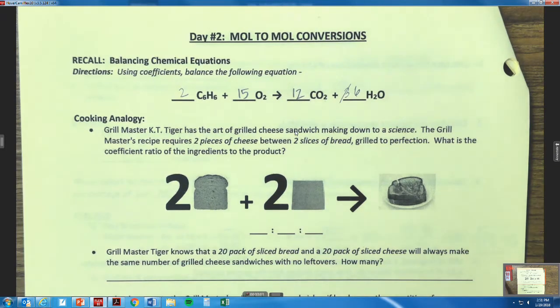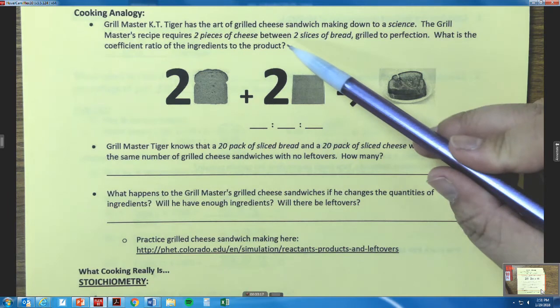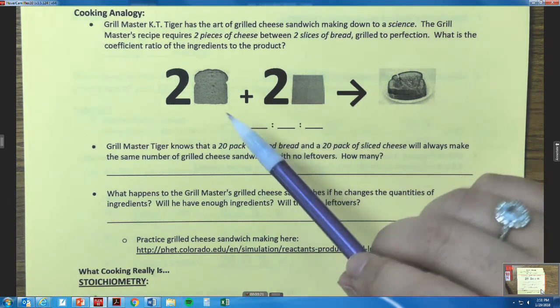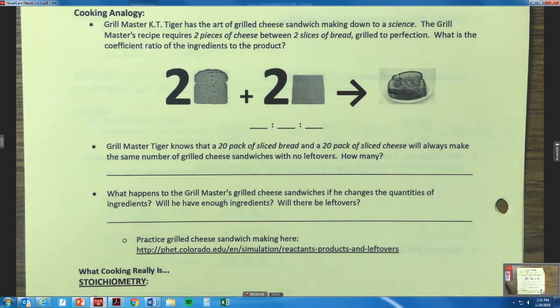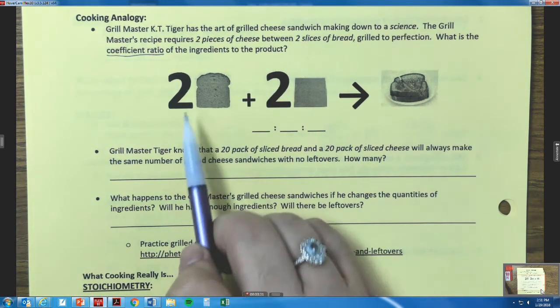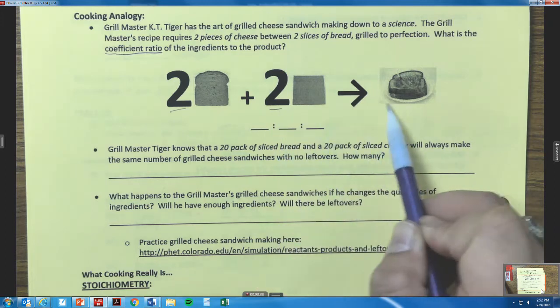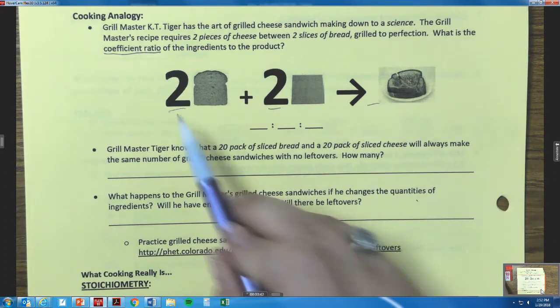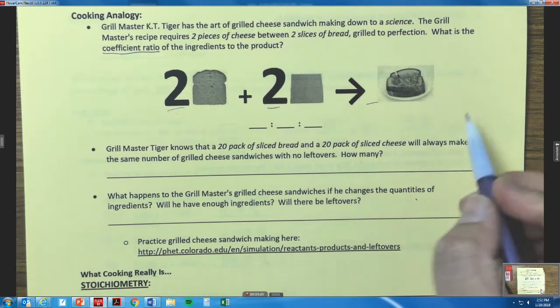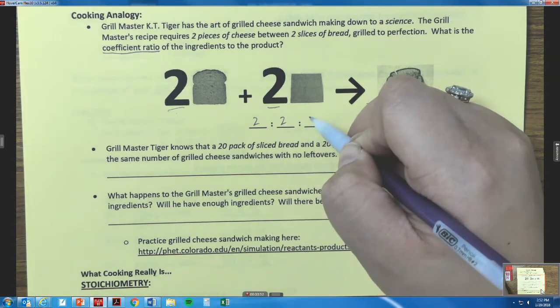Okay, back to our moles to moles conversion. We do have a cooking analogy. Grill master KT Tigers has the art of grilled cheese sandwich making down to a science. The recipe requires 2 pieces of cheese between 2 slices of bread, grilled to perfection. What is the coefficient ratio of the ingredients to the products? Your keyword is coefficient ratio. What are our coefficients for this quote-unquote equation? 2, 2, and 1 sandwich. 2 slices of bread with 2 slices of cheese yields 1 sandwich. So our ratio would be 2 to 2 to 1.